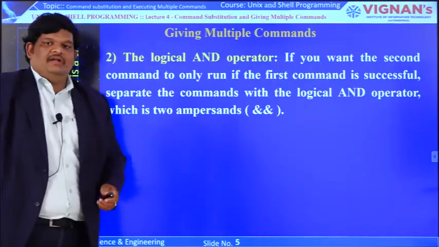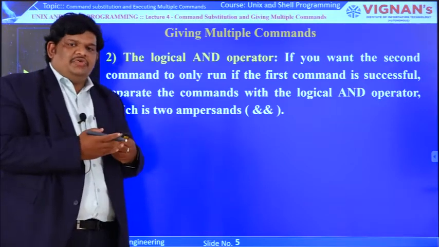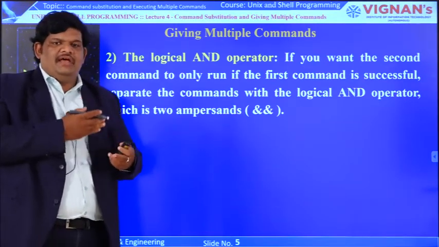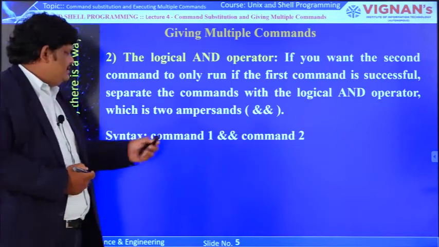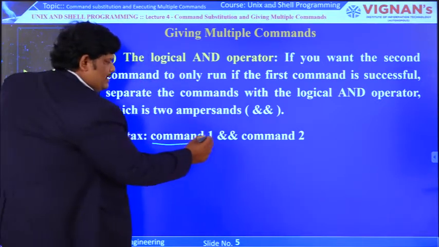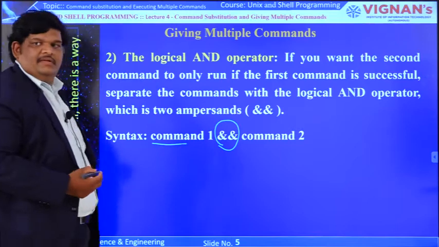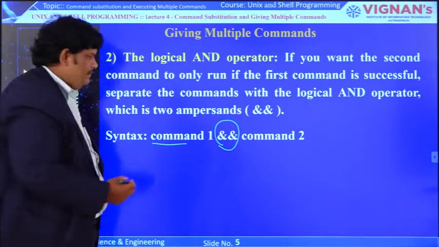And the next one is the logical AND operator. In this, the execution of the second command depends completely on the execution of command 1. Let us see the syntax. Command 1, then this is the logical AND operator, that means two ampersands, that is logical AND.